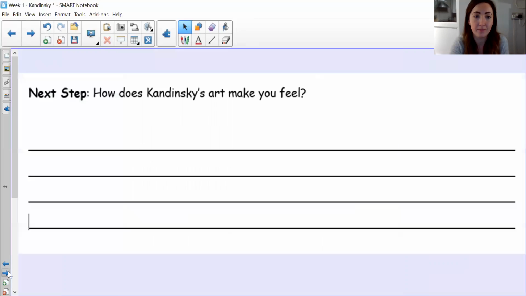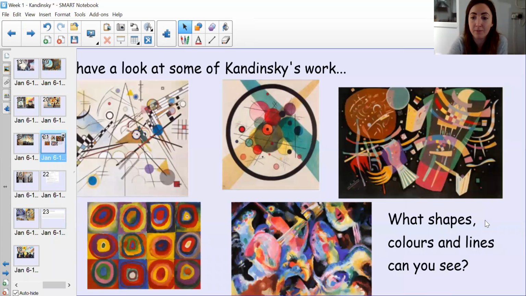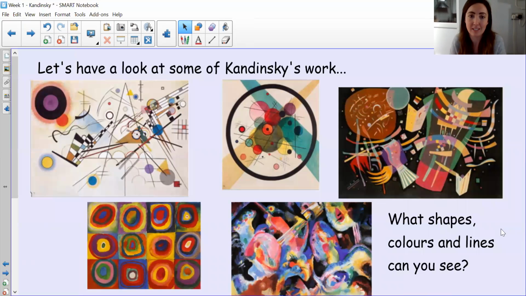And then, as your next step, I want you to think, how does Kandinsky's art make you feel? Now, there are no wrong answers to this because it's about you and how it makes you feel. So just have a think. Go back to the pictures now. Have a look at them again. And just talk to your grown-up and have a go jotting down how does Kandinsky's artwork make you feel? Okay, thank you very much.